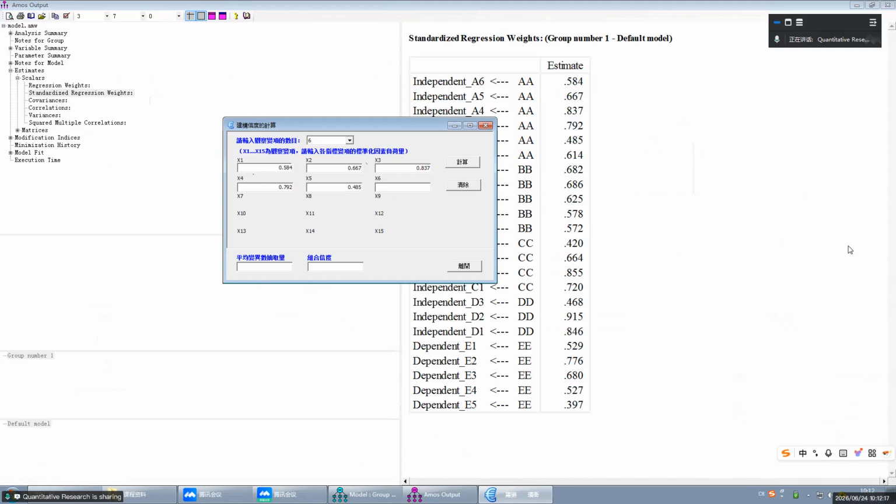So actually, do you know what is the minimum level, or what is the criteria for factor loading? The minimum for factor loading is 0.5. This is the lowest requirement for factor loading. And some scholars even demand that factor loadings should be above 0.6.